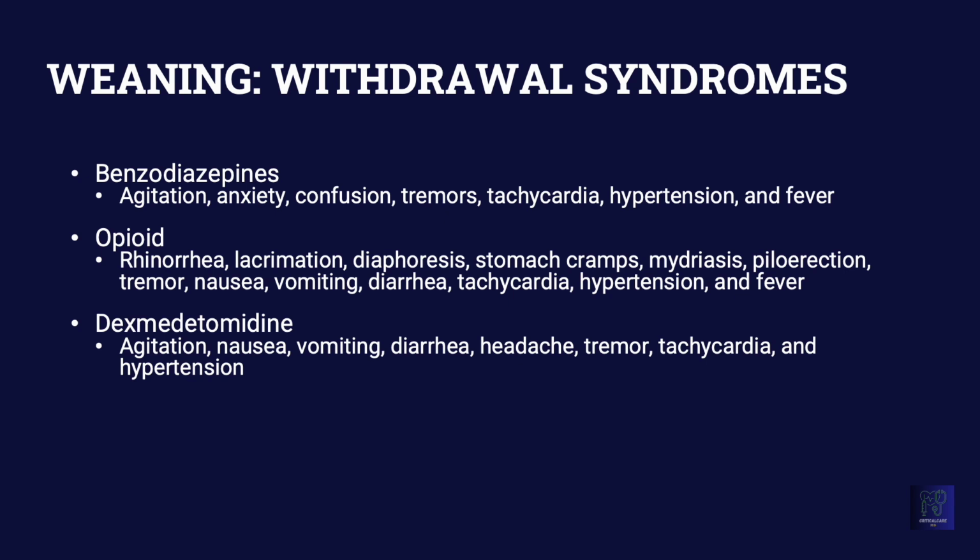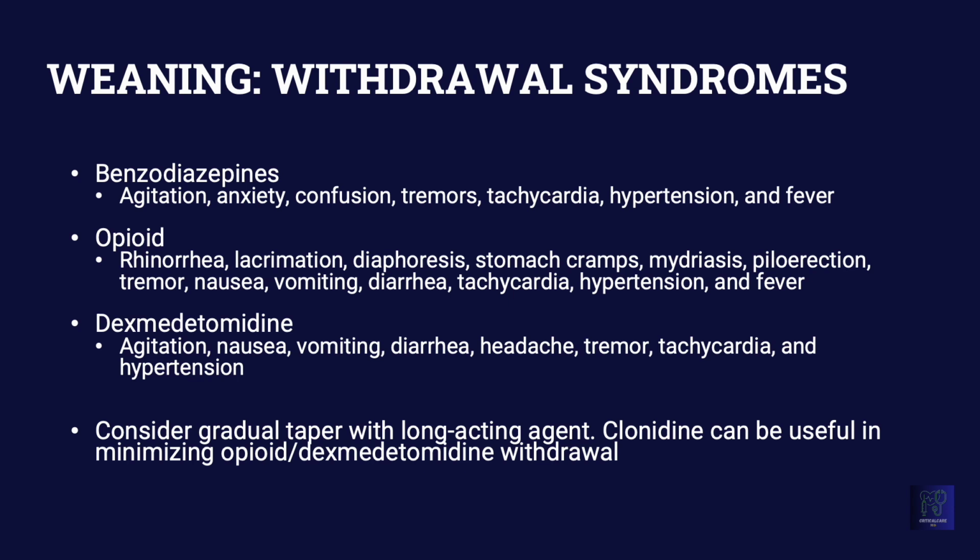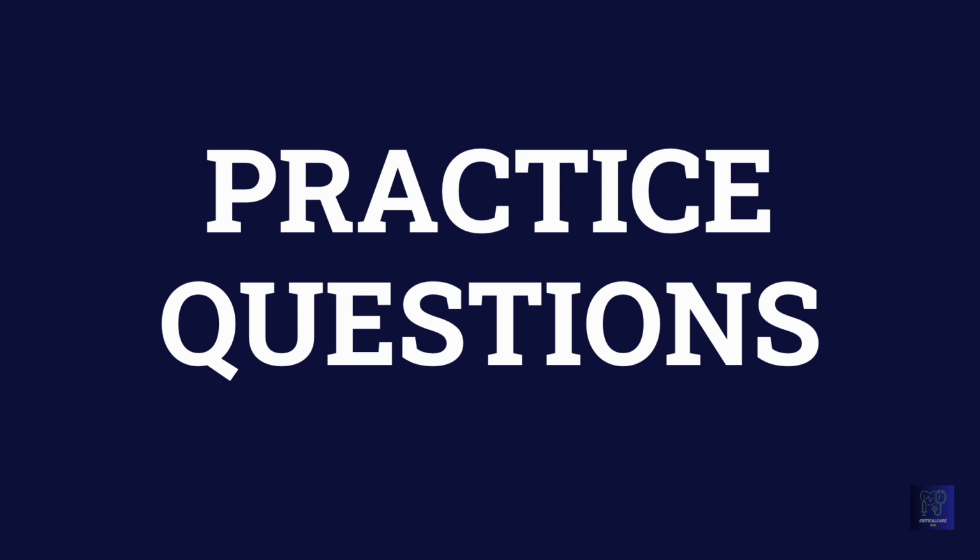Usually, these involve sympathomimetic symptoms like anxiety, agitation, tachycardia, hypertension, and restlessness. Treatment includes gradual taper with a long acting agent. Clonidine can be useful in minimizing opioid or Precedex withdrawal symptoms. Now, let's go back to our practice questions and discuss the answers.